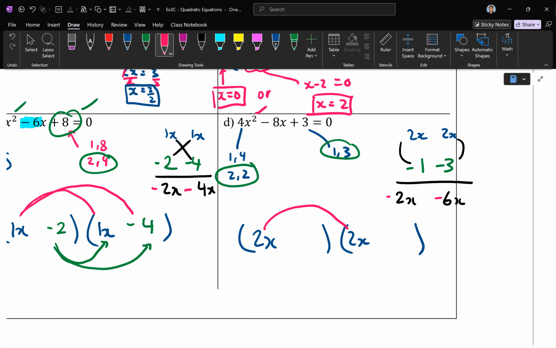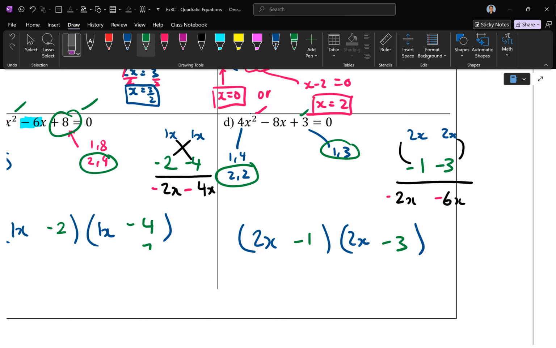What did I pair the 2x with? I paired it with the negative 3, so the negative 3 has to go here. The other 2x was paired with a negative 1. That's my negative 1. And then check your last term. Does negative 1 times negative 3 give you positive 3? Yes, it does. So you've got all 3 terms to work out. That would be factorizing. Now, that was just factorizing. I haven't actually solved anything yet.